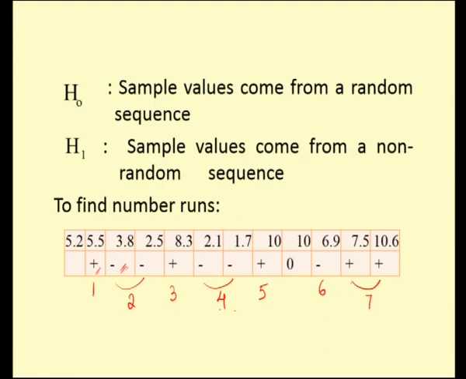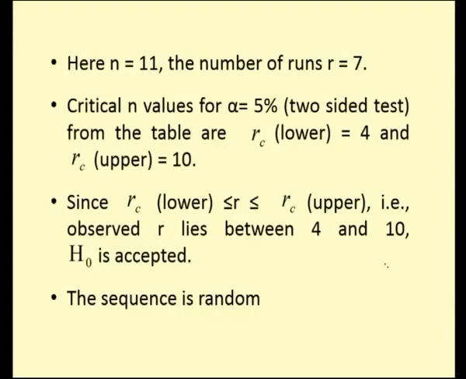So totally you have got 7 runs. Like, a sign will be bounded by the other sign. That is the concept for the run. So the number of runs is equal to 7. Now you have to find out the critical values for alpha at the 5% level.